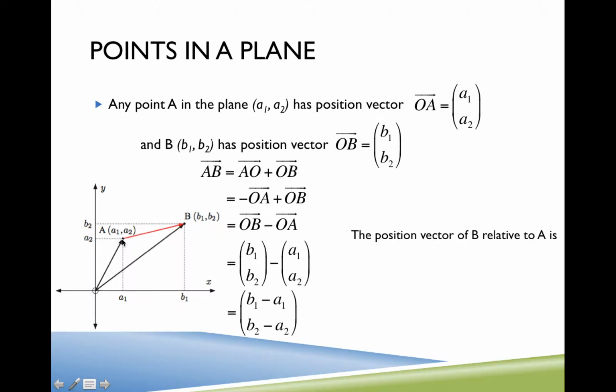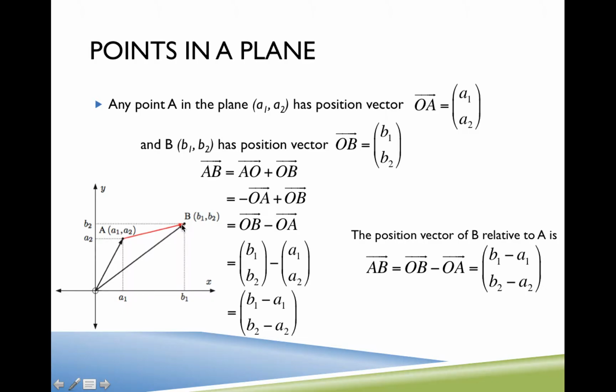If I just say the position vector of B, that means from the origin to B. But if I say the position vector of B relative to A, that means where is B with respect to A? So I'm starting at point A, and my vector is going toward point B. That's also that position vector.